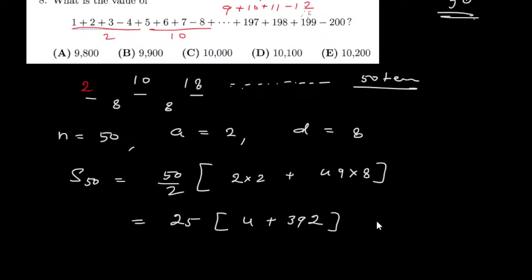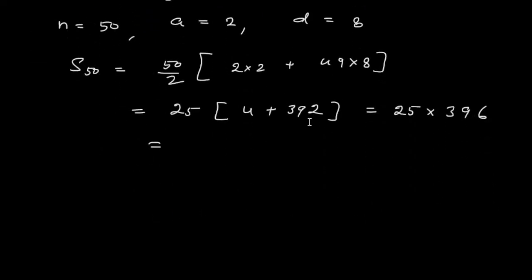Okay, so this is 25 times. Now this is 39, 4 plus 2 is 6. So this is equal to 396, which we will multiply by 25.